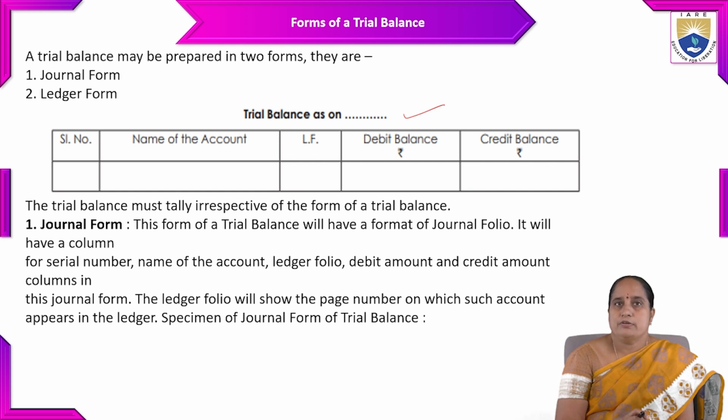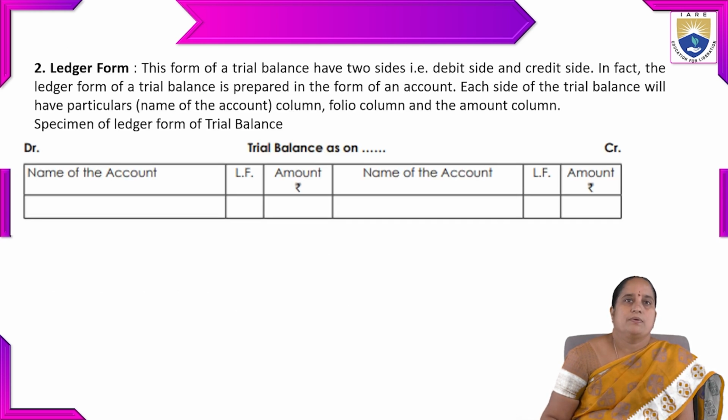Coming to the journal form, this form of trial balance will have a format like the journal folio. It will have columns for serial number, name of the account, ledger folio, debit amount, and credit amount. The ledger folio will show the page number on which such account appears in the ledger.